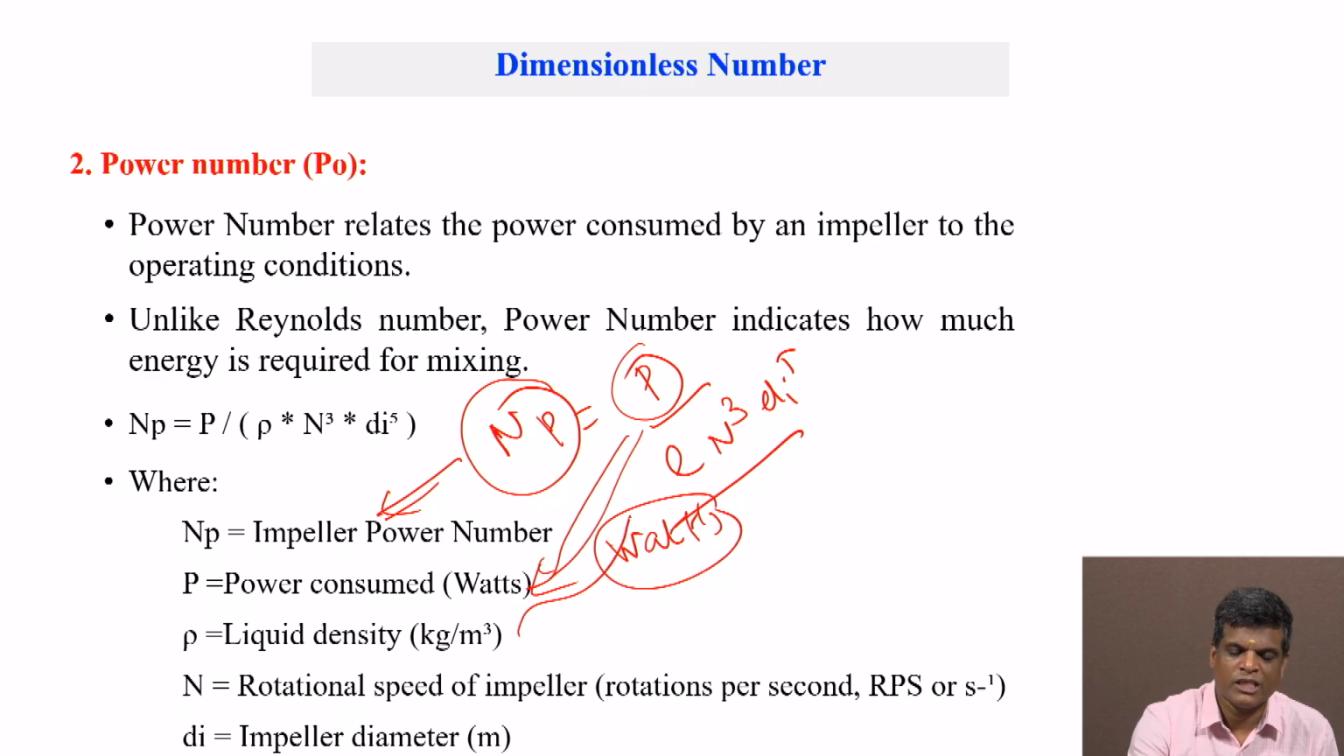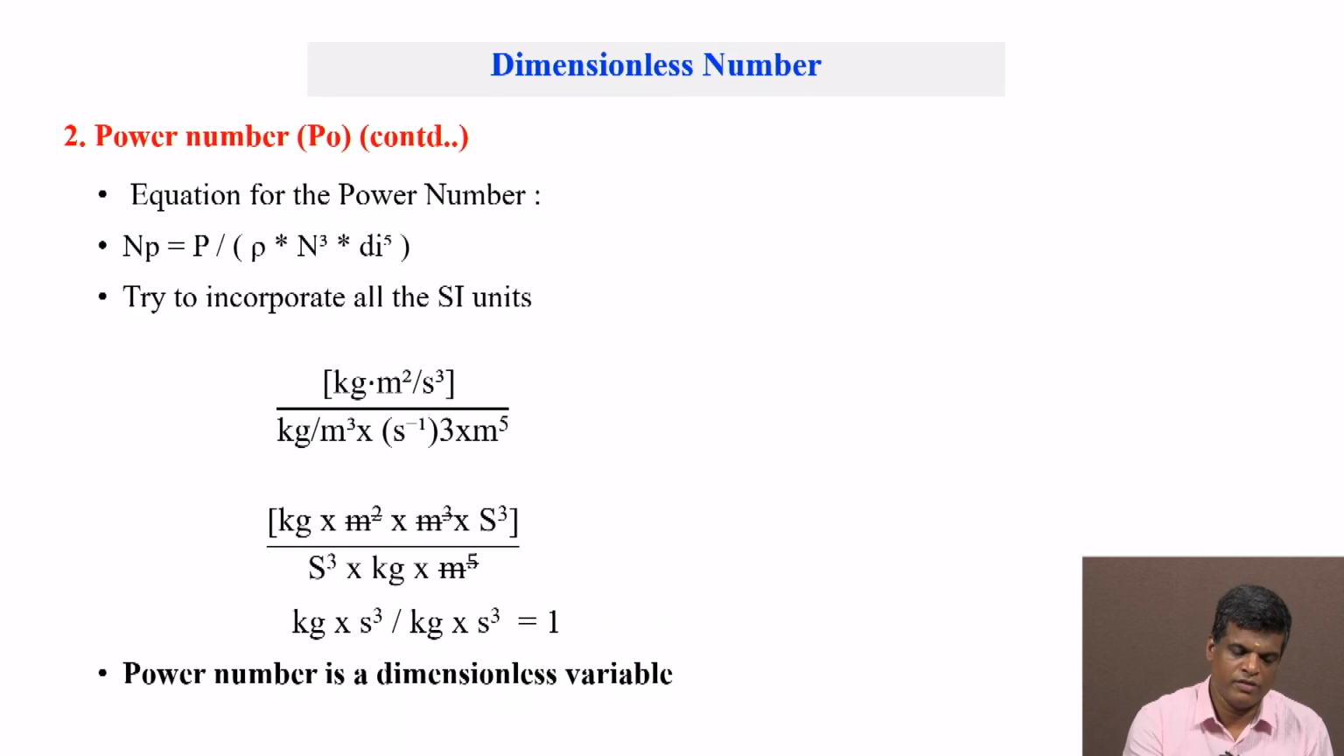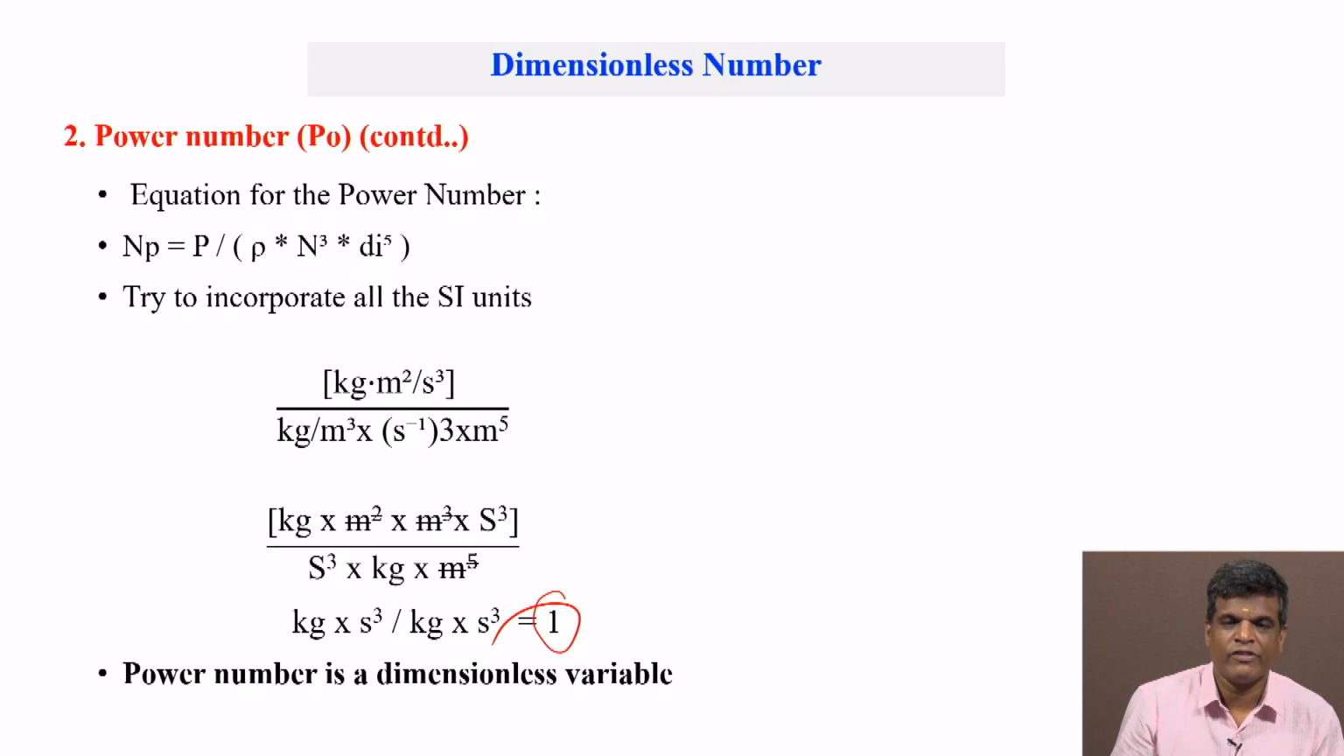Then rho is the liquid density in kg per meter cube. n is the rotational speed of the impeller, in RPS. D_A is the impeller diameter. In the same way, if you use all the units, we should get only one because these are dimensionless numbers, but that does not mean all numbers are dimensionless; sometimes dimensional numbers also exist. But here we are not going to discuss that in detail; it is not necessary for biotechnology students. We will discuss only the basics.